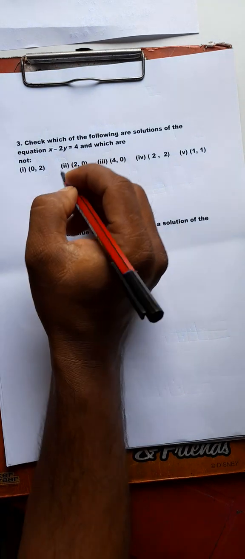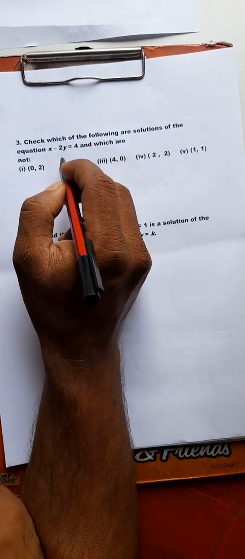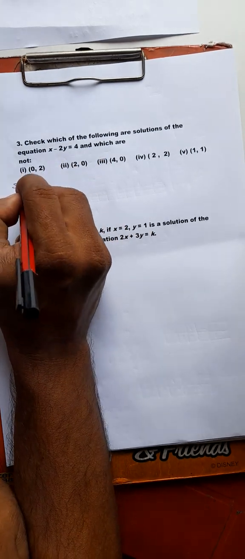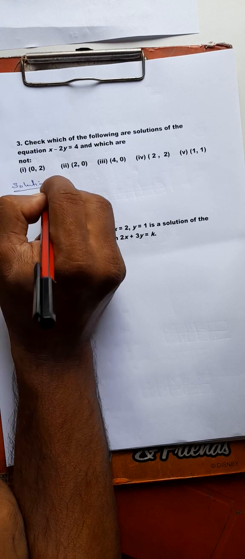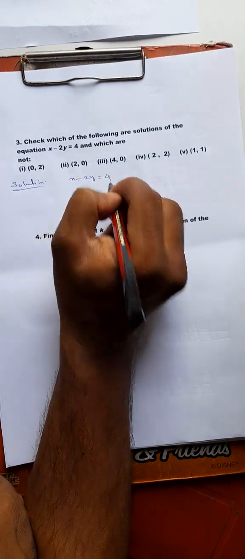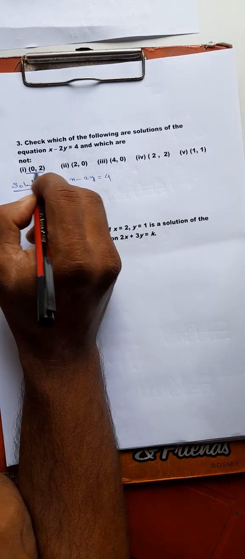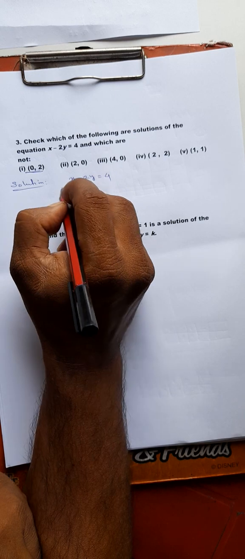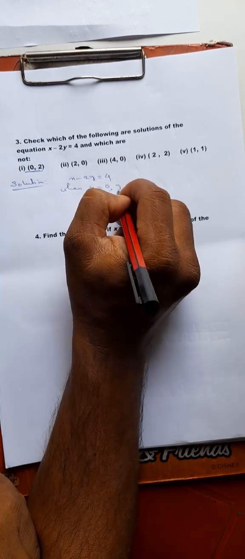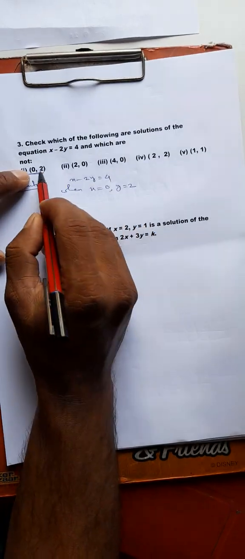Next we try to solve this question. Check which of the following are solutions of the equation x minus twice y equal to 4 and which are not. Now let's discuss this solution. We are given x minus twice y equal to 4. Now whether these values of real numbers are solutions of this equation. Now when x equal to 0 and y equal to 2.